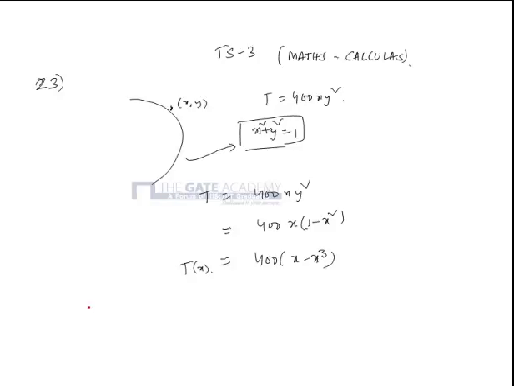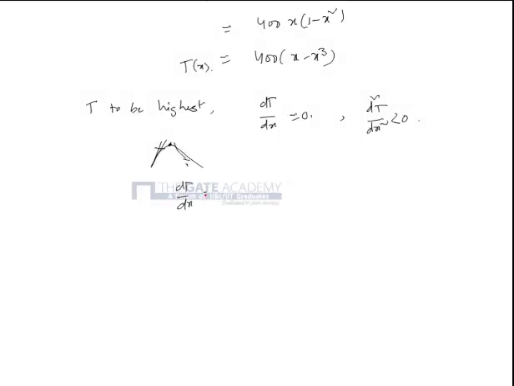So now for the temperature to be highest, it has to satisfy two conditions. The dT/dx has to be 0, as well as d squared T/dx squared has to be negative. Because if the temperature is maximum, the slope has to be 0, and the rate of change of the slope has to be negative.